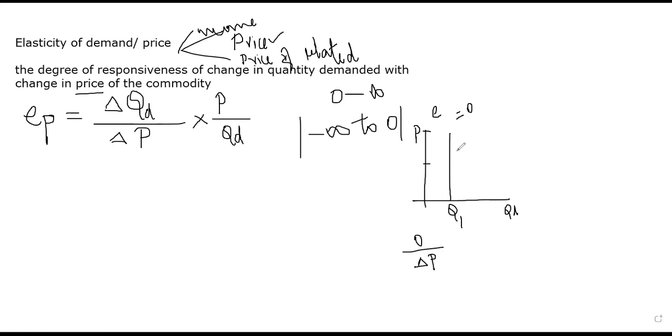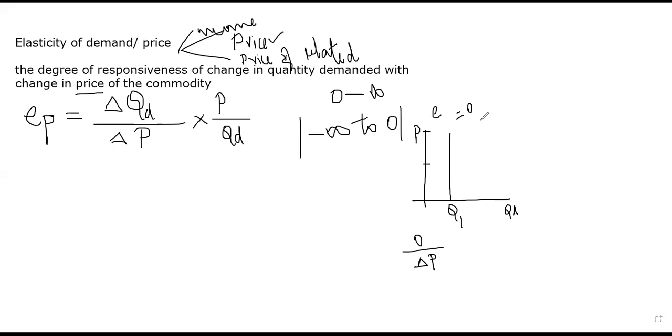Can you give an example for these commodities where elasticity can be equal to 0? Please interact. My question is, can you give an example? Petrol, madam? Yes, sir. Petrol. Is it true? Can petrol fit into this context?